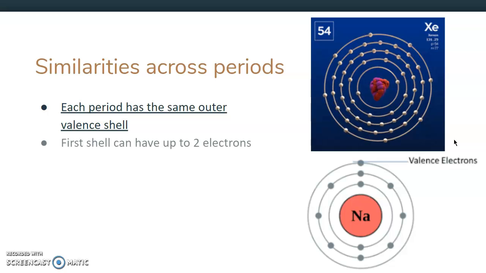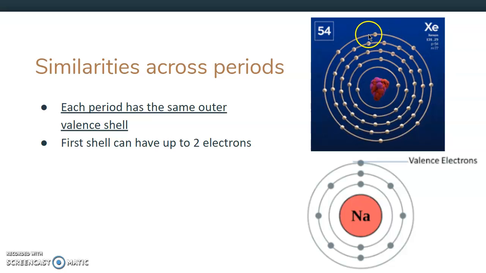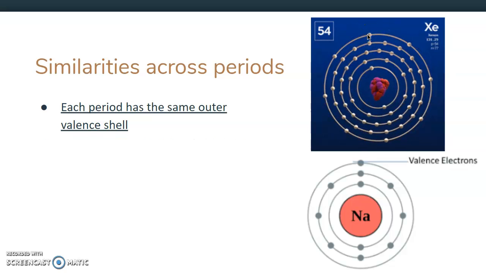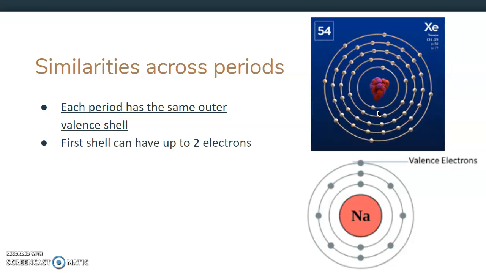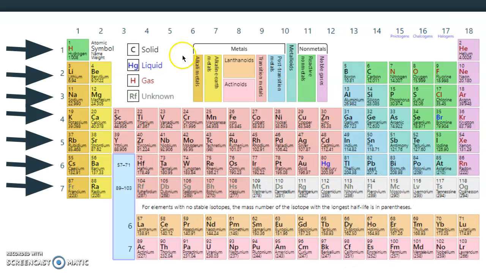Each shell actually is at a different energy level. Our inner shell has 2 electrons. It's at a very low energy level. And then our second shell has 8. Our third shell has 18. Our fourth shell has 18, and our fifth shell has 8 because xenon is a noble gas. So xenon's on the far right side of the table. When we're looking at our table, we know that it goes 2, 8, 8, 18, 18, 8. So let's count our electrons.